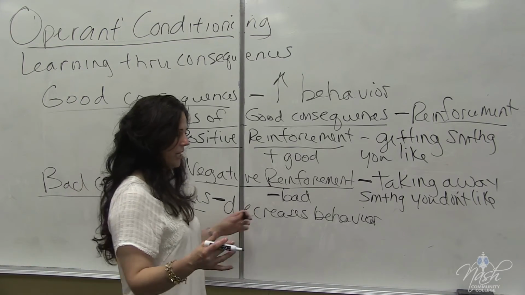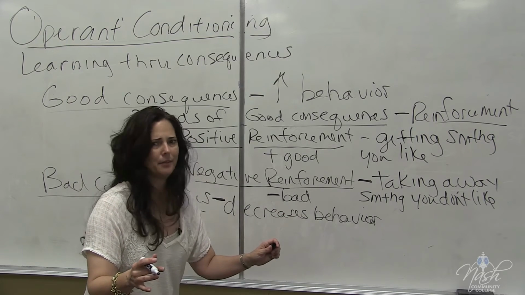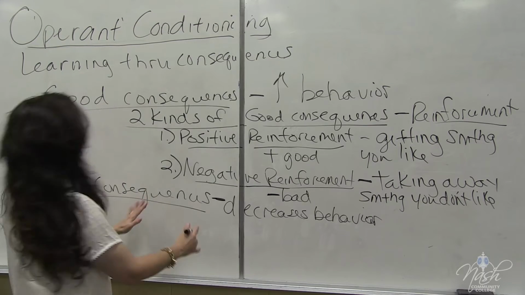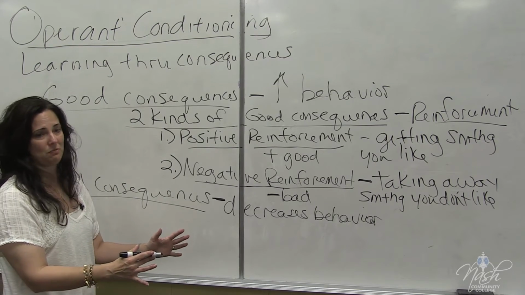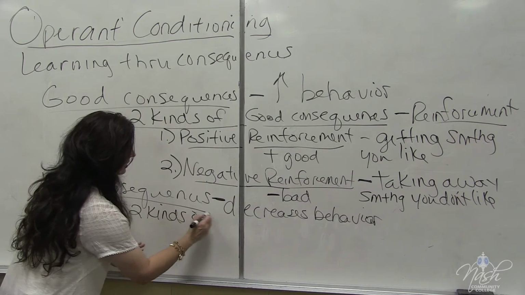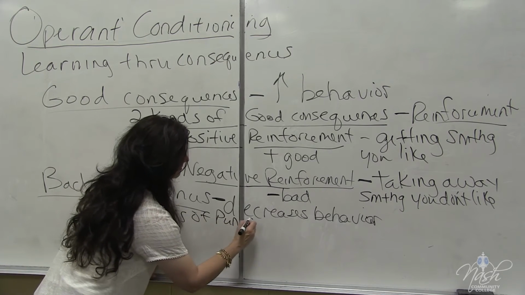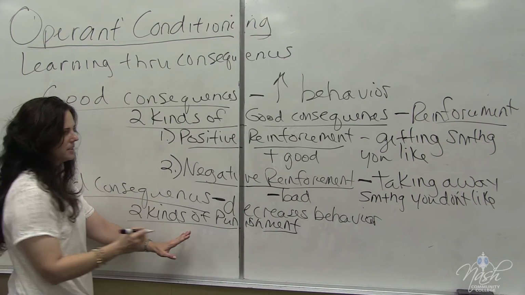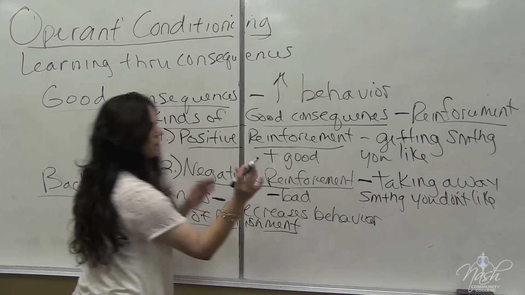You did the behavior and something bad happened. You're not doing that again. You learn your lesson, right? That's why we have punishments. And luckily, that's the word that's used for this, thank goodness, because we already used that kind of idea. Two kinds of punishment. Two kinds of bad consequences. Okay? I should have wrote bad consequences and punishment. Oh well, you know what I'm saying.